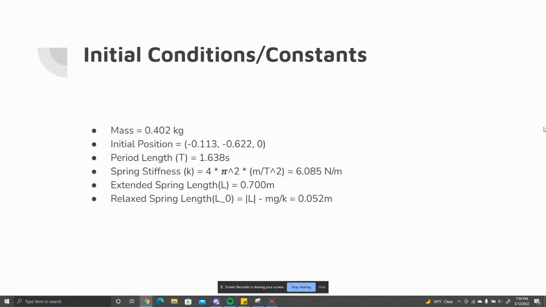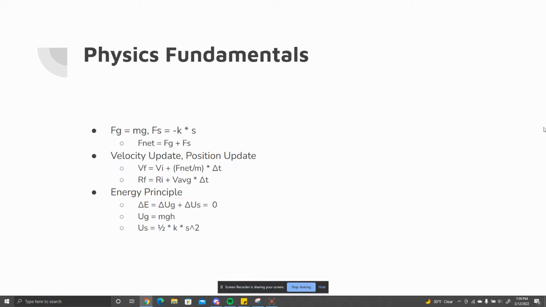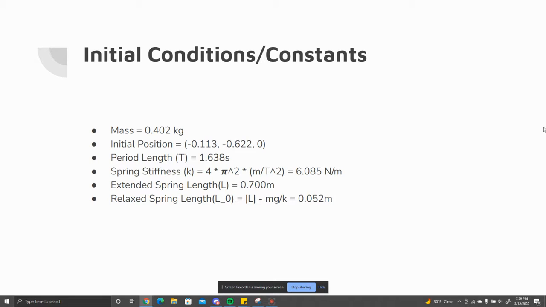The initial conditions and constants, a lot of these were given to us either by the pre-lecture videos or by people who did the experiment in person. The mass of the ball was 0.402 kilograms. The initial position, as observed in the video, was (-0.113, 0.622). Obviously, this is relative to the fixed spring point, where the spring is fixed. That point is going to be (0, 0), and of course the initial position is relative to that.